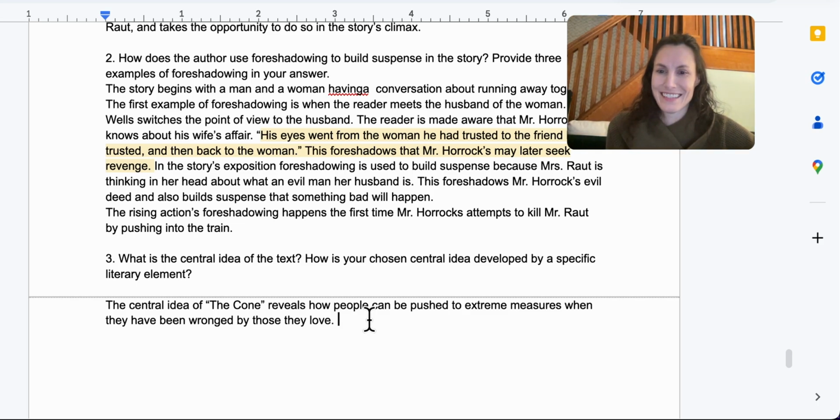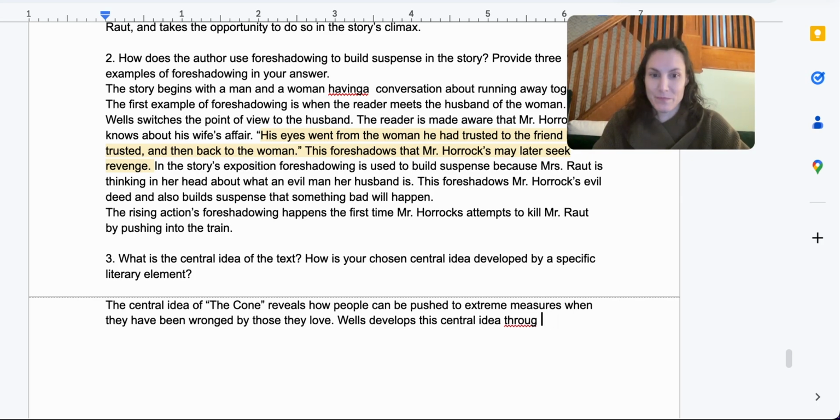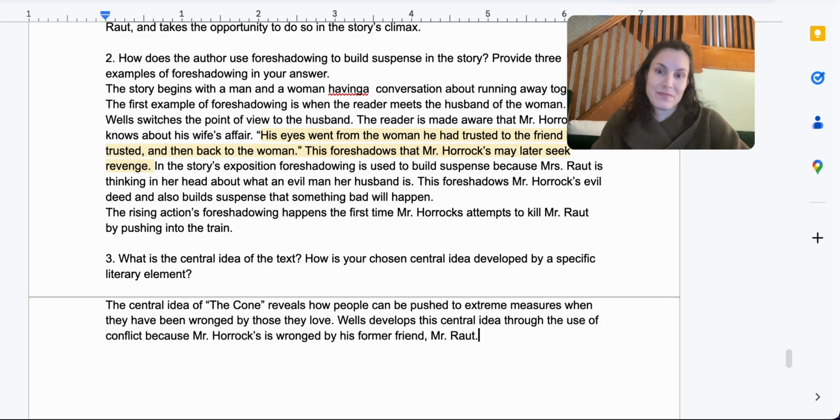So for this one, the literary element that this develops, we could say the conflict. And we write, Wells develops the central idea through the use of conflict, because Mr. Horrocks is wronged by his former friend, Mr. Rout. And that would be their conflict. How does it get resolved? In the end, it is resolved through Mr. Horrocks doing this extreme act of vengeance. So that could be one central idea.